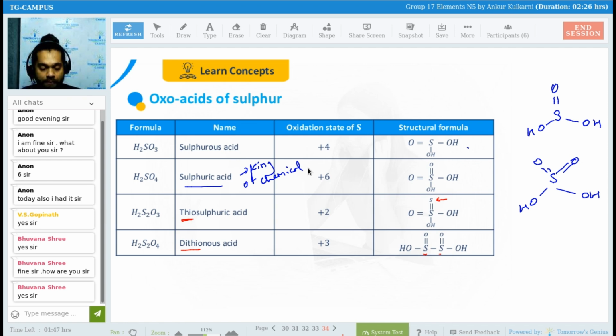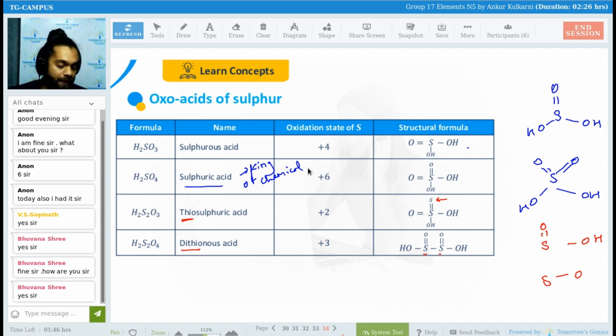Bhuvaneshwari is done. Important structures are important. See what type of questions will come from this. They'll ask you how many S double bond O you have, how many OH bonds you have, how many SO bonds you have. Such questions can come in the exam.